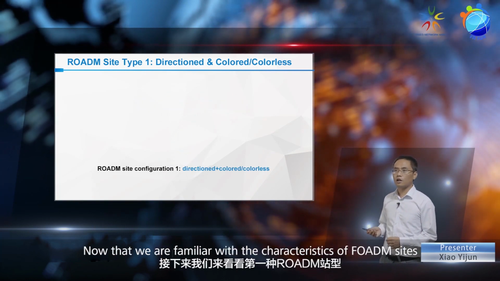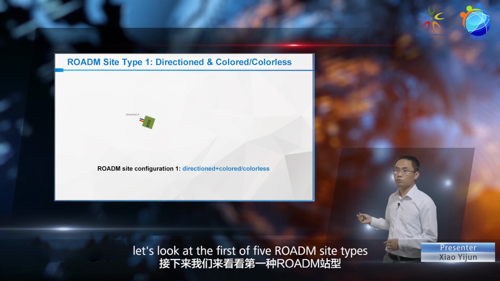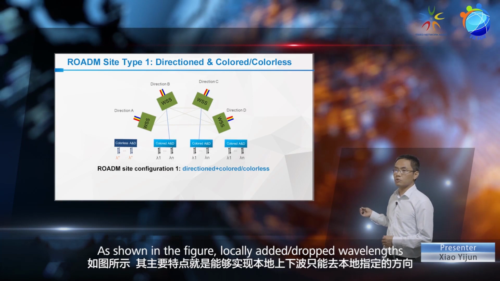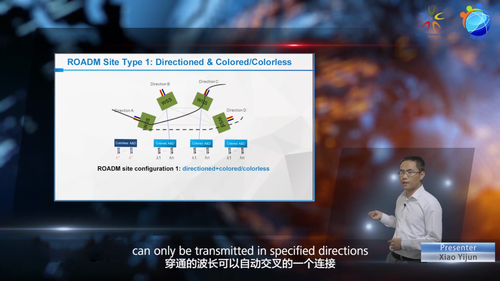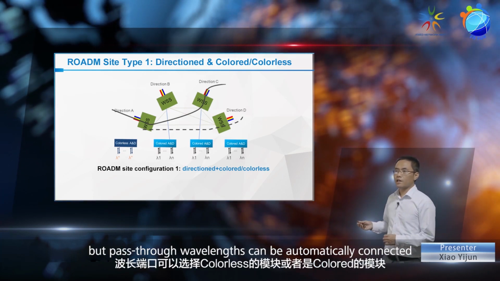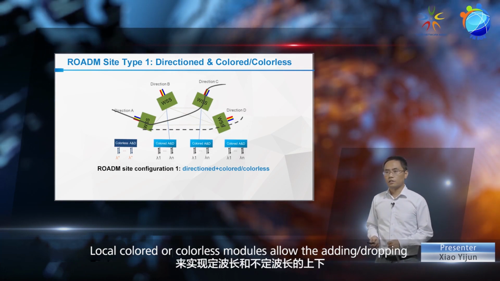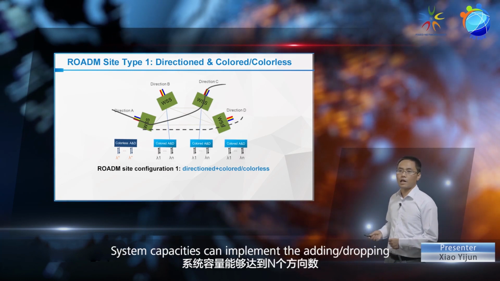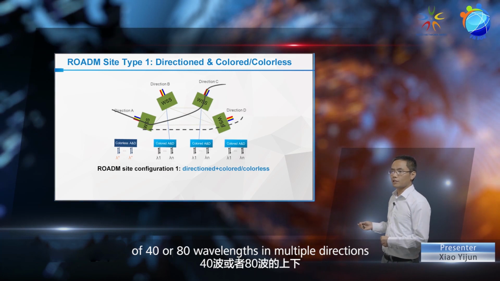Now that we are familiar with the characteristics of FOADM sites, let's look at the first of 5 ROADM site types: directioned and colored colorless. As shown in the figure, locally added dropped wavelengths can only be transmitted in specified directions, but pass-through wavelengths can be automatically connected. Local colored or colorless modules allow the adding-dropping of fixed or random wavelengths respectively. System capacities can implement the adding-dropping of 40 or 80 wavelengths in multiple directions.